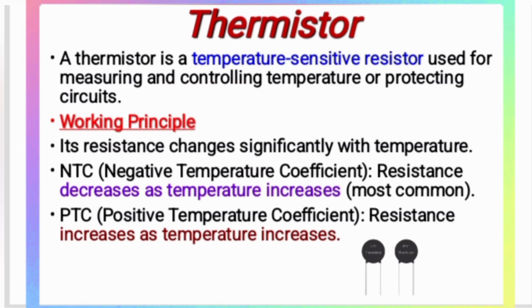Thermistor. A thermistor is a temperature-sensitive resistor used for measuring and controlling temperature or protecting circuits. Working principle: its resistance changes significantly with temperature. NTC, negative temperature coefficient: resistance decreases as temperature increases, most common. PTC, positive temperature coefficient: resistance increases as temperature increases.